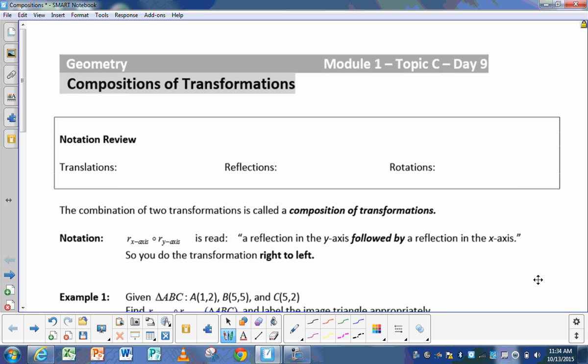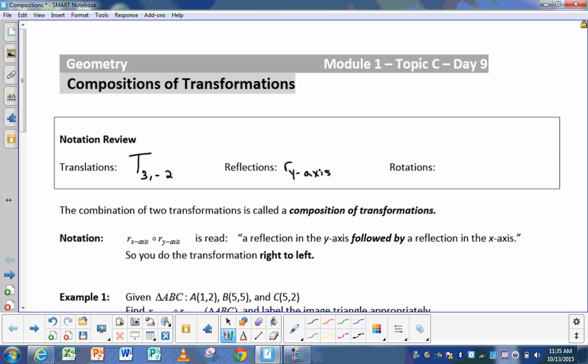Before we get started, I want to review some notation for these three transformations. Remember, for a translation, we're going to do a translation with a capital T. And if I say I have 3, -2 here, that means I'm going to go to the right 3 and down 2. Reflections, a little r tells us that we're going to do a reflection. And if I have the y-axis here, that means that the y-axis is my line of reflection.